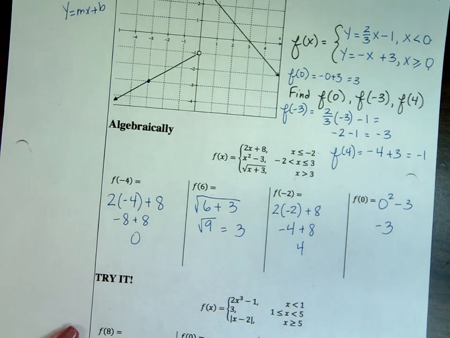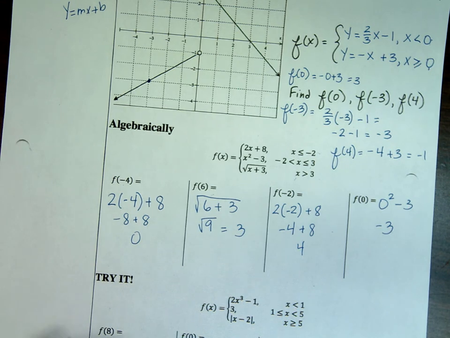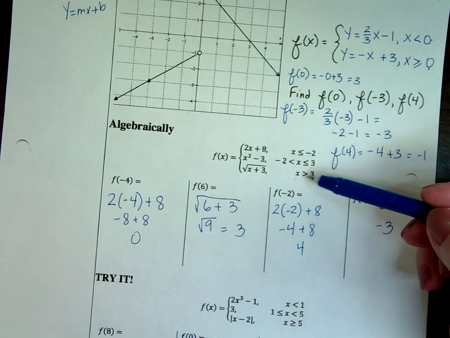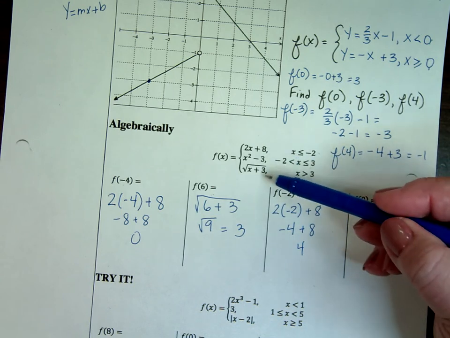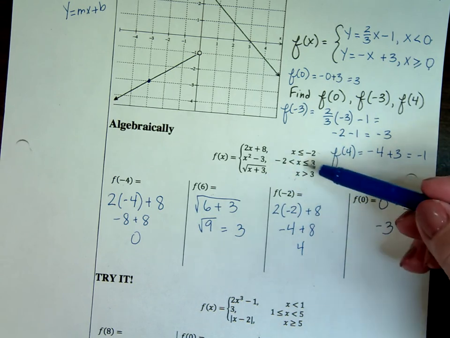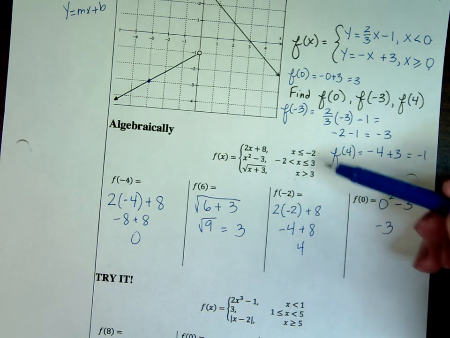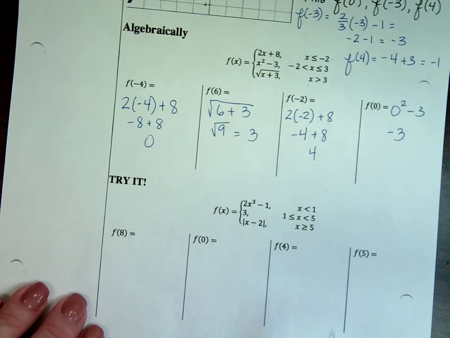So don't let these intimidate you, even though they look big and beefy and meaty. It's just you pick one. You pick the one that works for the x value they give you. And you notice too that this inequality part is only telling you which equation to use. This doesn't come into any of your calculations when you're actually calculating out the value. It just tells you which equation you want. All right, we're going to try these and then we'll call it a day.